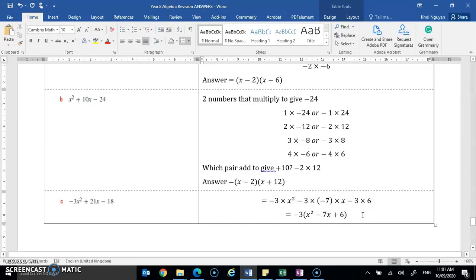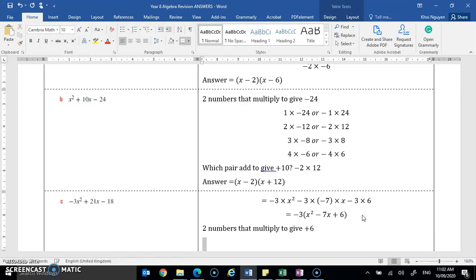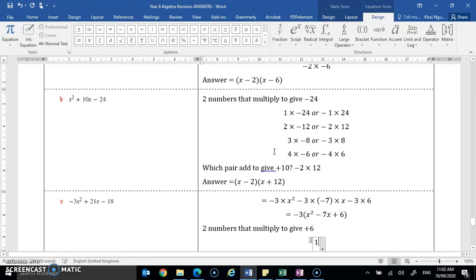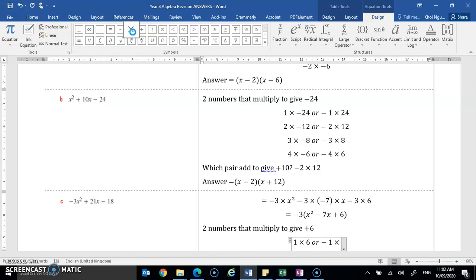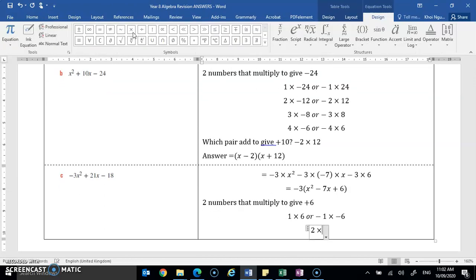Now what we have to do is find two numbers that multiply to give plus 6. Easy, we have 1 times 6, or we can have -1 times -6. We can also have 2 times 3, or -2 times -3.